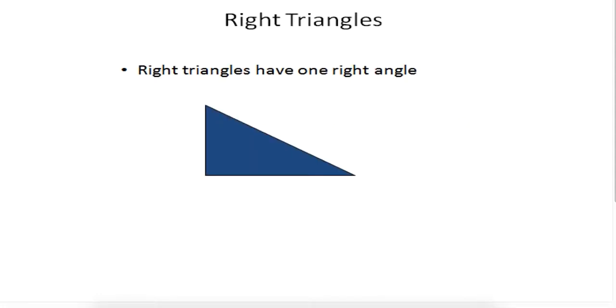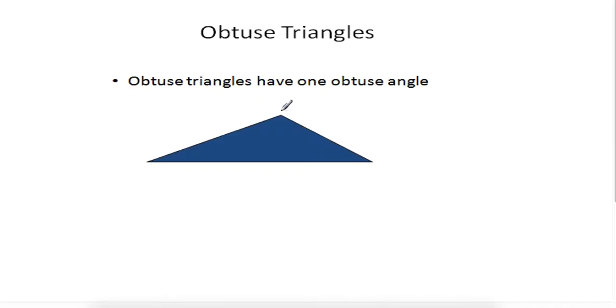A right triangle then, you already know, has to have a right angle in it. Here's what's cool: if this is a right angle, you'll have the box. An obtuse triangle has one obtuse angle. So one of the three angles has to be bigger than 90, and here it is.